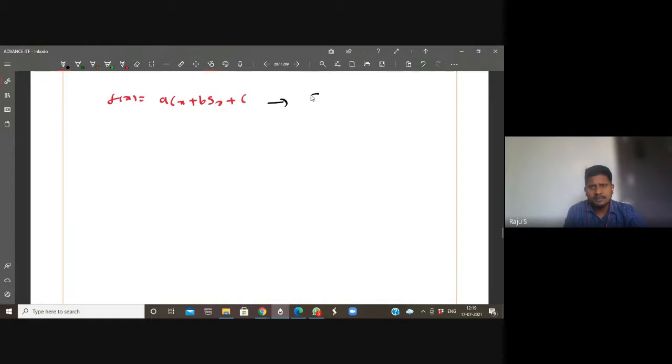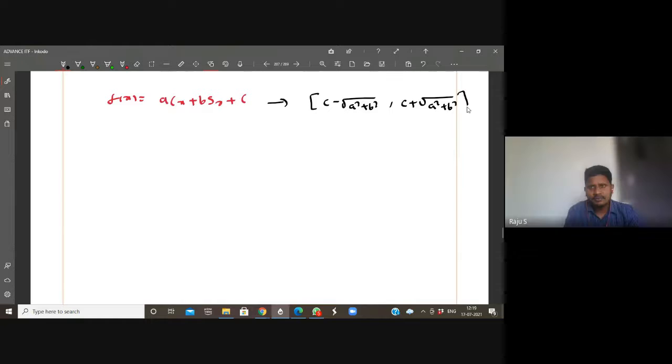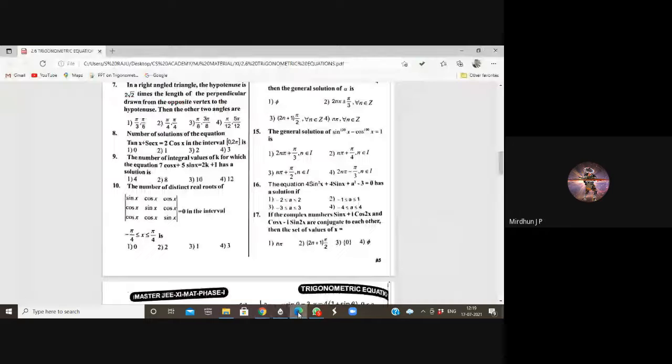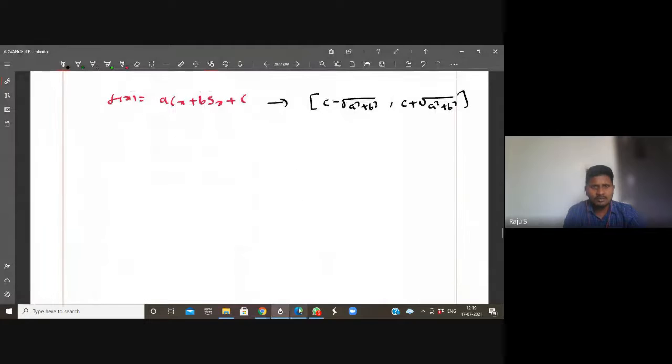The range is c minus root over a square plus b square, comma, c plus root over a square plus b square. First one, remember, is the least value and second one is the extreme value. So here, look at here. The question is 7 cos x plus 5 sin x. Here they given the function is 7 cos x plus 5 sin x.